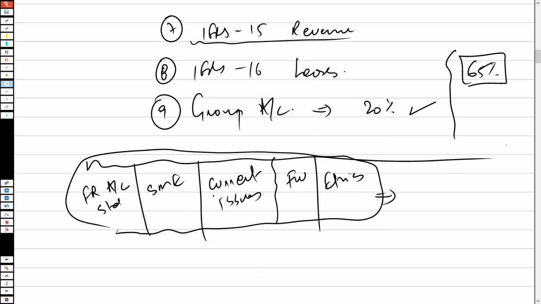So the first thing that you should try to do is go through these specific areas first.